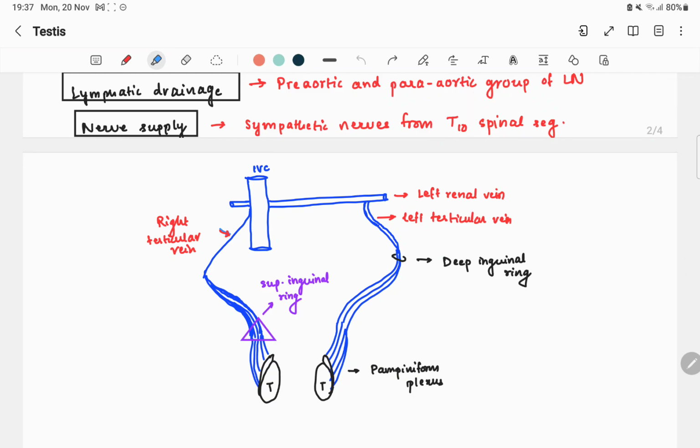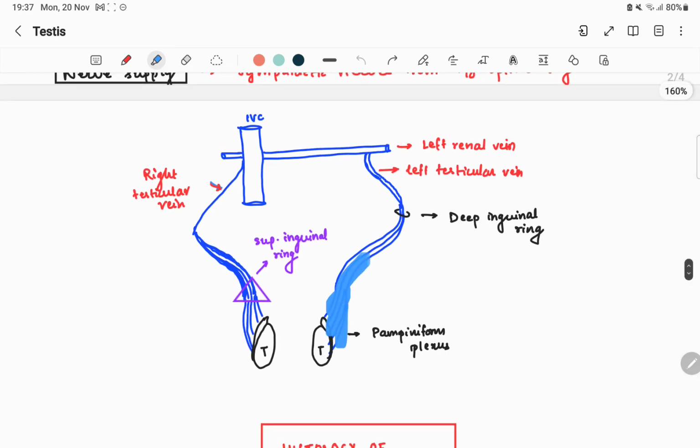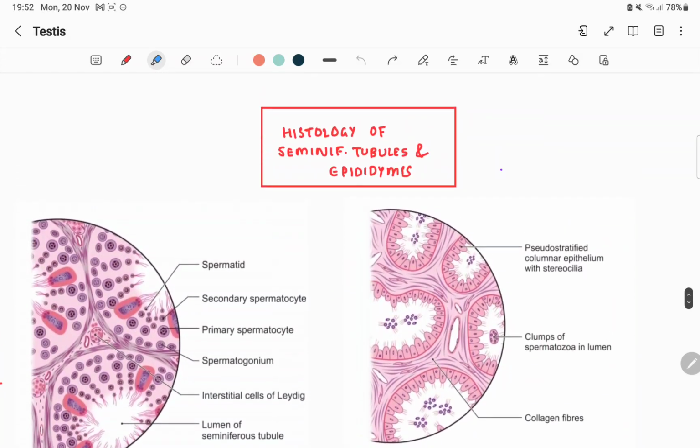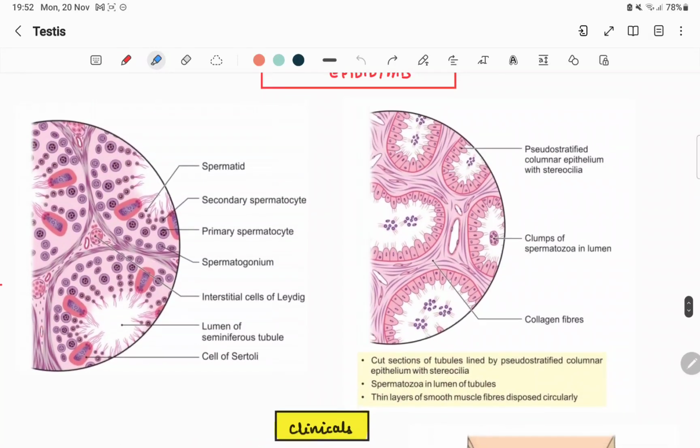Okay, so you can see your pampiniform plexus again. This pampiniform plexus goes via the deep inguinal ring, and on the right side it goes via the superficial inguinal ring. It joins to form the right testicular vein and the left testicular vein. The left testicular vein drains into the left renal vein, and the right testicular vein drains into your inferior vena cava. So understood?